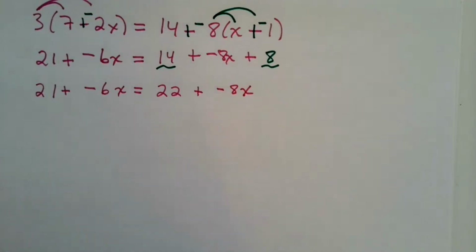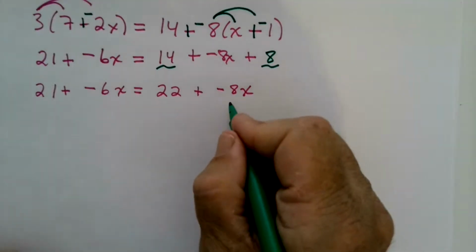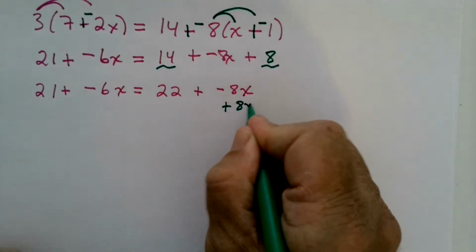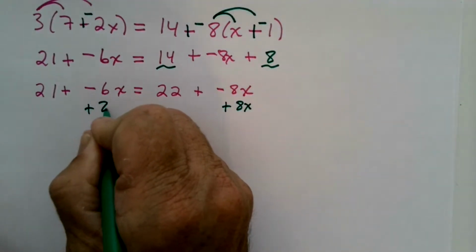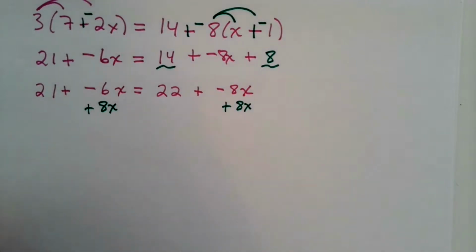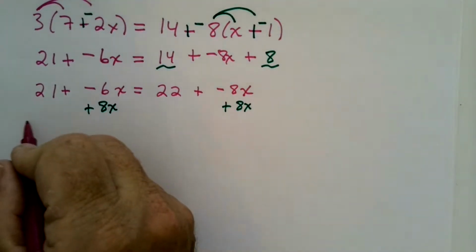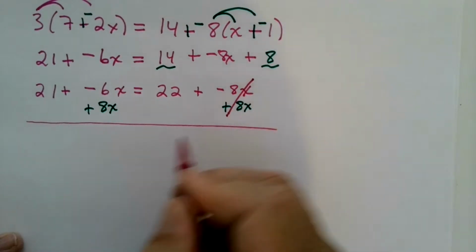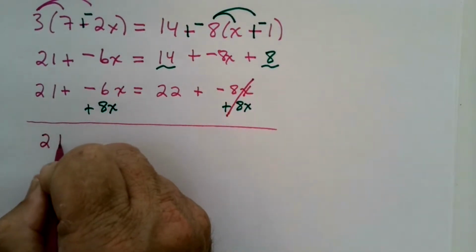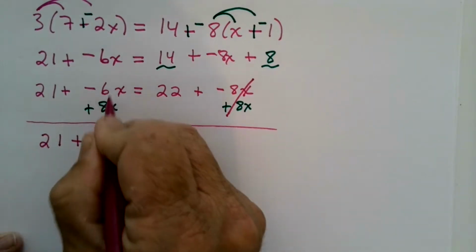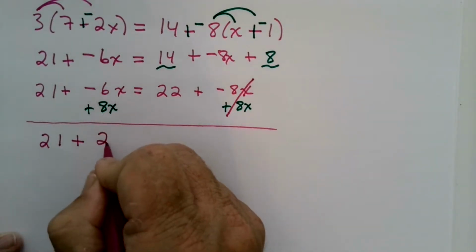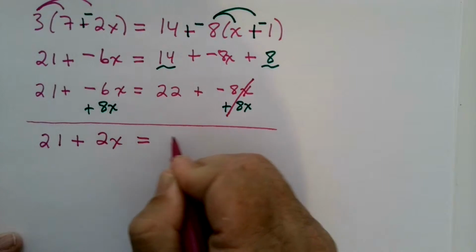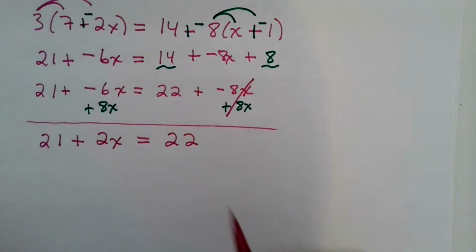So let's get all of the x's on one side. So I'm going to add 8x to both sides to get all of the x's on the left. Add 8x here. Add 8x there. Negative 8x plus 8x, that's 0 on the right side. On the left side, we have 21 plus negative 6x plus 8x is 2x equals 22.